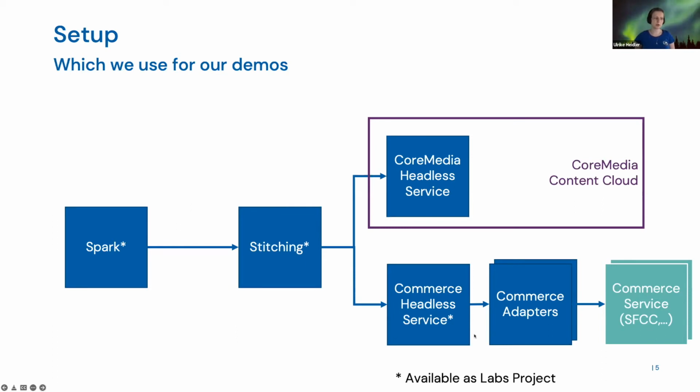So that component that you see in here, the headless commerce service with the asterisk, is a labs project. It's available to you. The same with the stitching service. These are available to you, again, to see how that works. Don't use it as is, same description as before, but I just wanted to give you a quick pointer to how we handle this in general.